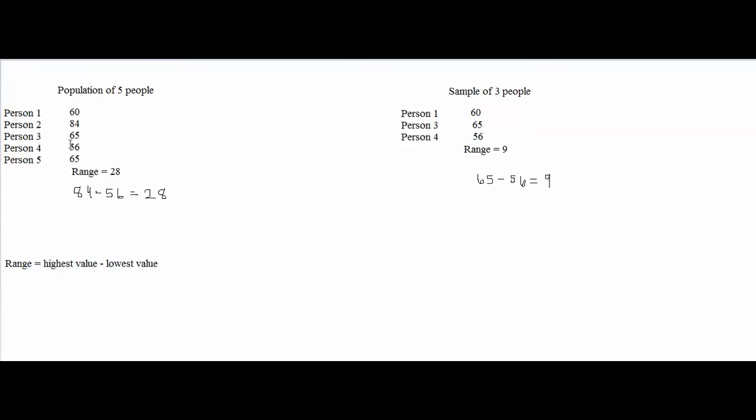The reason why the population has more dispersion is because the population includes 84, which is a pretty extreme value that's far away from the other values. And since the sample doesn't include 84, and it doesn't include that extreme value, it has less dispersion. So since the sample has less dispersion than the population, it ended up with a lower range.